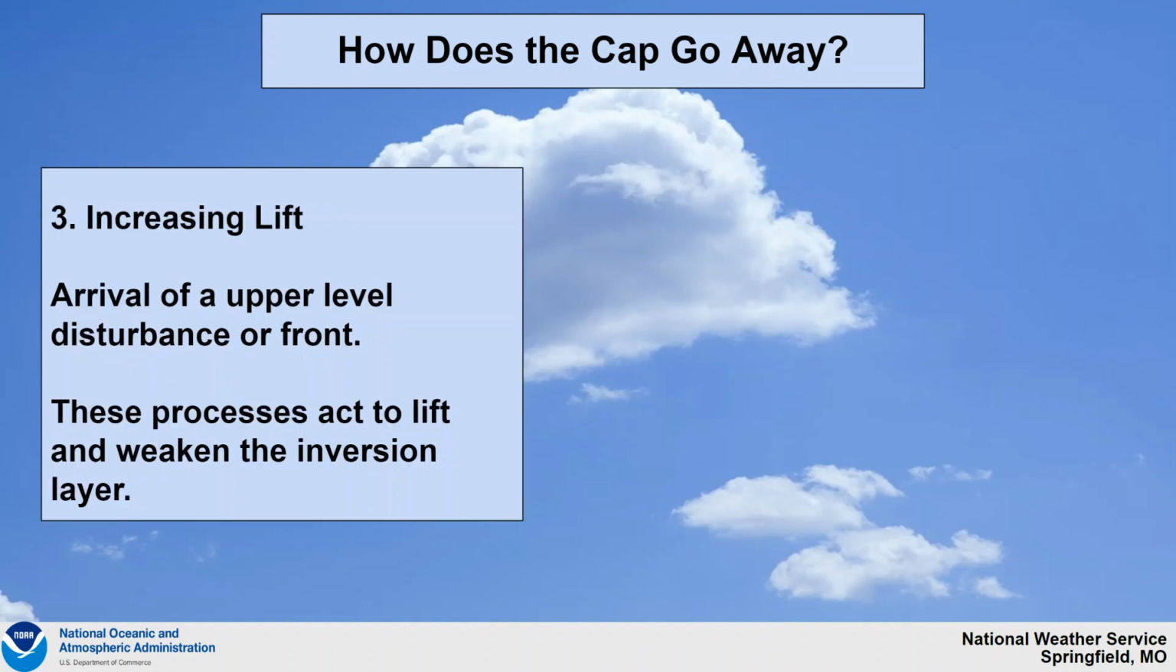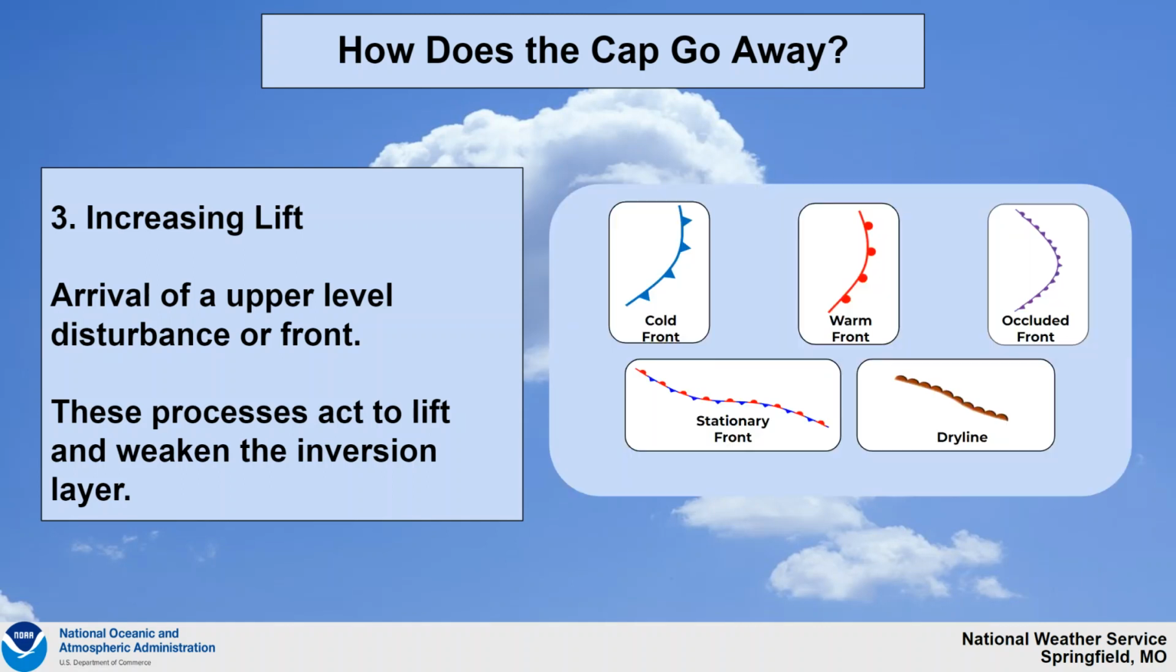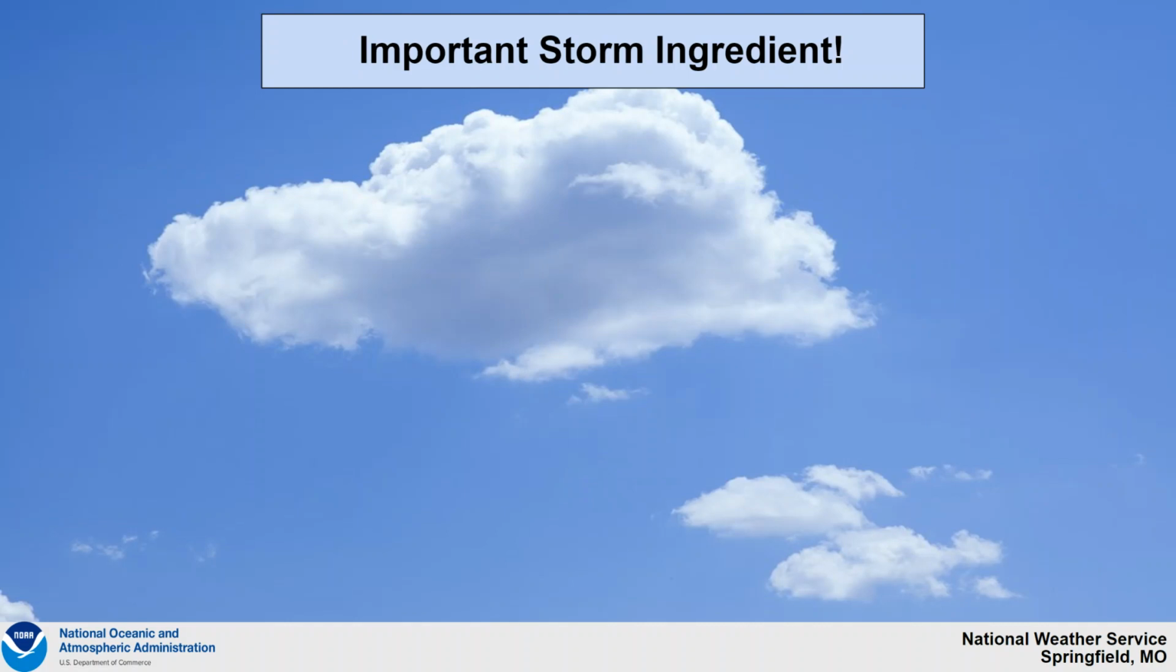However, the primary way, it seems, and the one that really breaks the cap, is increasing lift. Maybe it's an upper level disturbance, or maybe it's a front, like some of these examples here. These fronts and these disturbances will act to force enough lift on that inversion layer to weaken it enough to allow for the cap to go away.